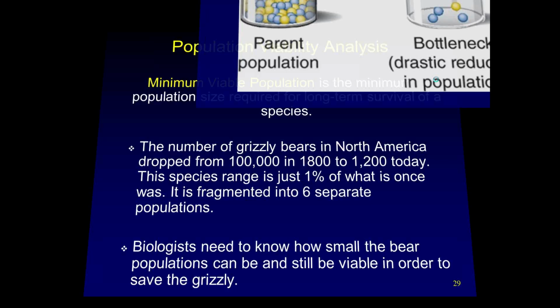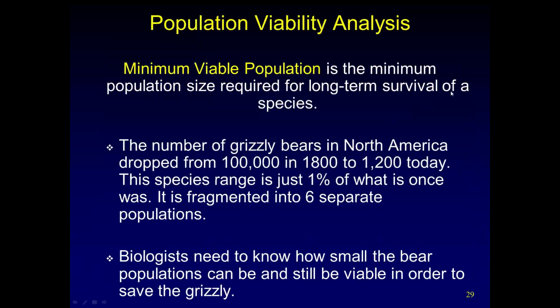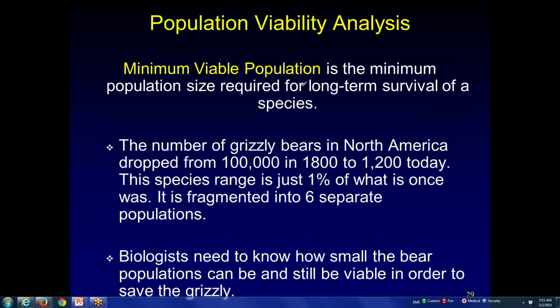Okay? All right, let's move on now to population viability analysis. Minimum viable population is the minimum population required for long-term survival of a species. You have to have a minimal viable population to maintain genetic diversity and to provide constancy and resiliency in the population. Good example, grizzly bears. We've gone from about 100,000 in 1800 to only 1,200 today. The species range is just 1% of what it once was.